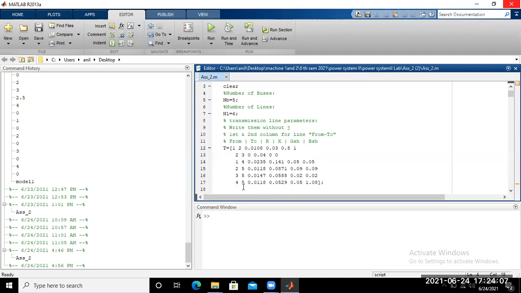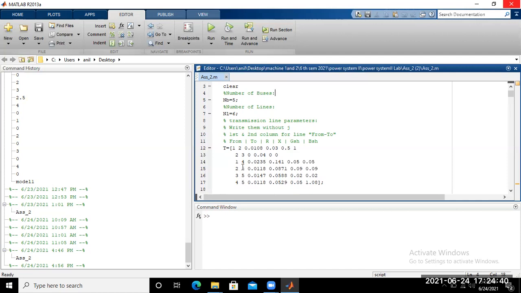We can observe from this data which buses are connected to how many buses in the system. That means bus number 5 is connected to bus number 2, bus number 3 and bus number 4. So bus number 5 is only connected to buses 2, 3 and 4, not connected to bus number 1.